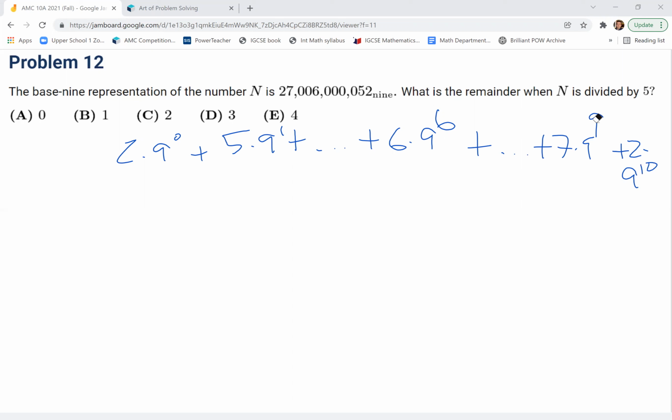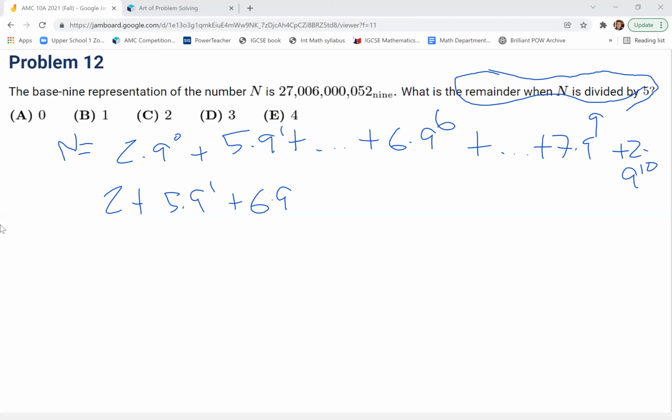Essentially, modular arithmetic is like dealing with the remainder when you divide by a number. And remember, we want to find the remainder when n is divided by 5. So essentially what we're looking for is, if this is n, we're looking for n mod 5, right? So I'm looking for 2 plus 5 times 9 to the 1 plus 6 times 9 to the 6 plus 7 times 9 to the 9 plus 2 times 9 to the 10, mod 5, right?